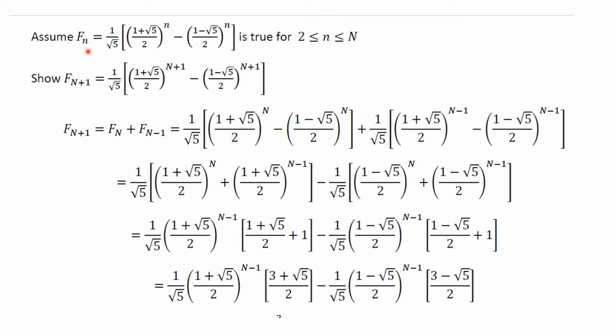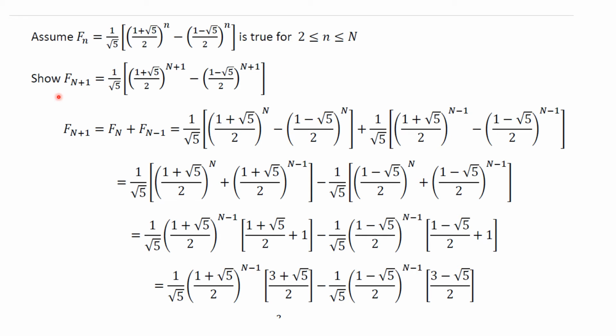So let's assume then, and this is using the more powerful property of math induction, because we do 2 steps in this recursion algorithm. And so it makes sense to use this. So we're going to assume that f sub n is actually equal to this, and that's true for n between 2 and capital N.